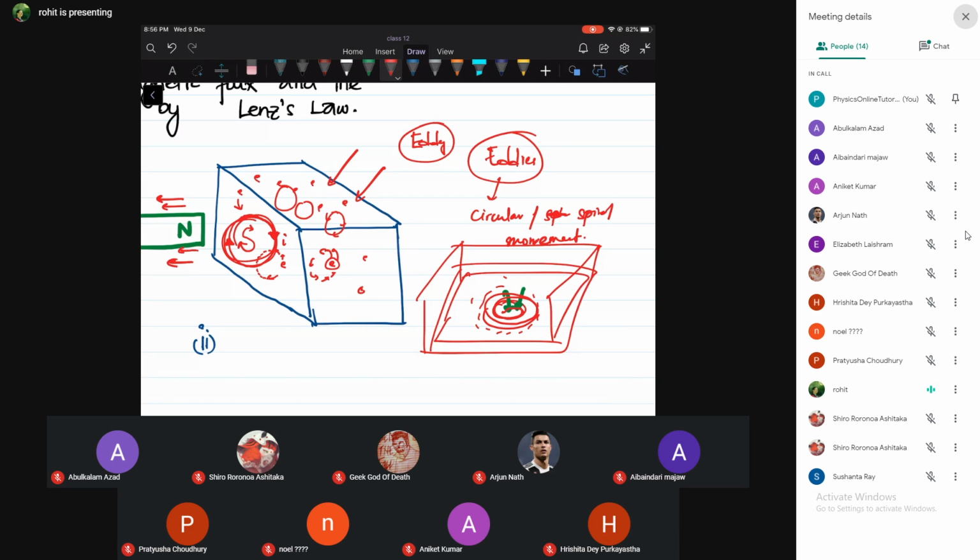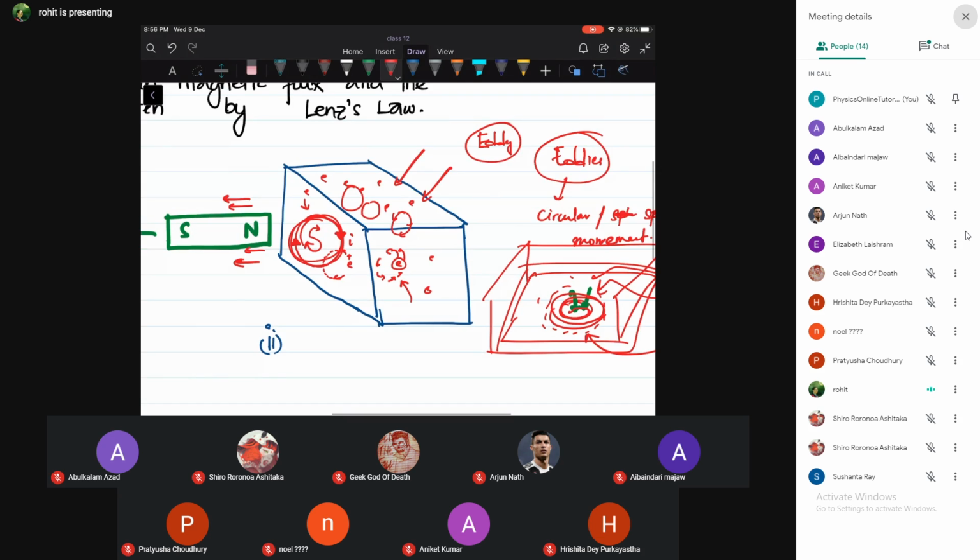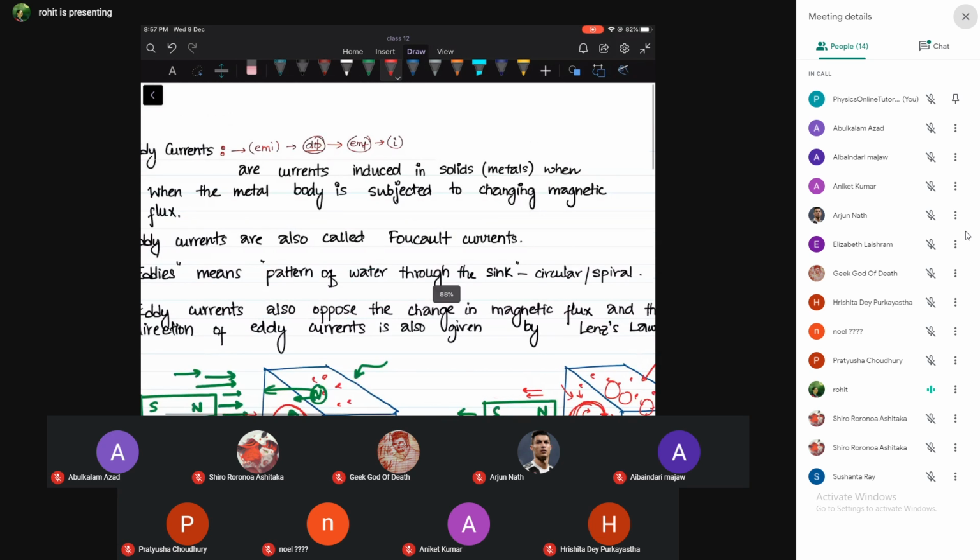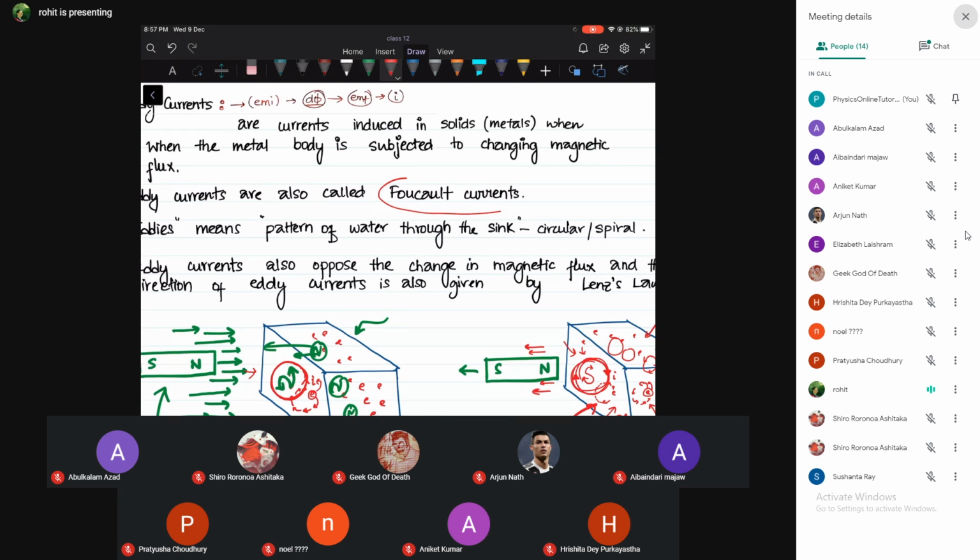The same thing happens with these electrons also. By the way, this kind of motion is called eddy. We call them eddies. If even the electrons in this metal piece rotate like that, just like the water in this sink, that's why we call them eddy currents. Another name for this current is the Foucault current. Foucault is the name of a scientist who discovered this phenomenon, so we call it Foucault current.